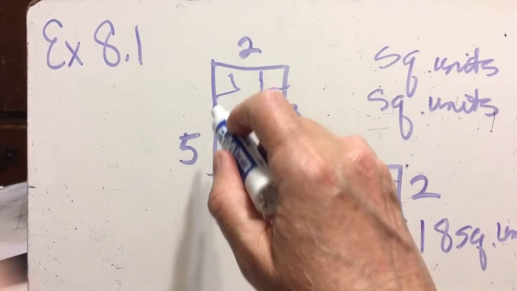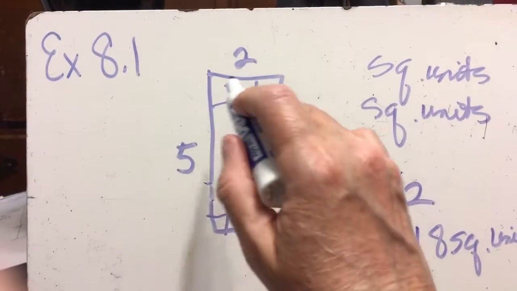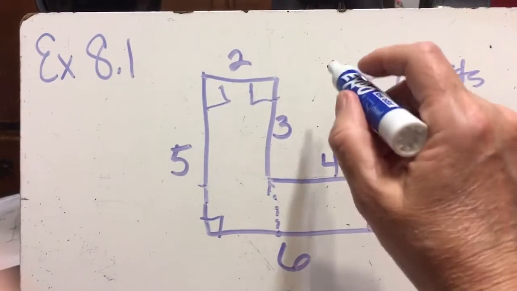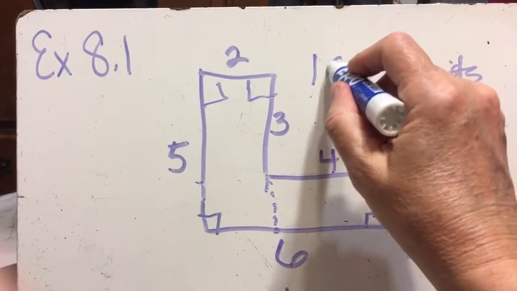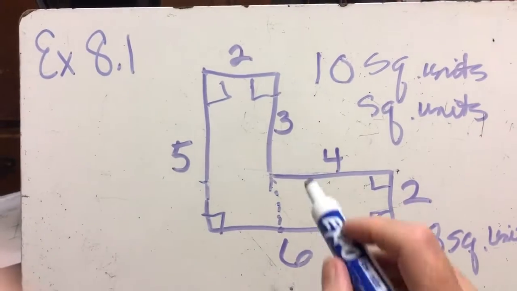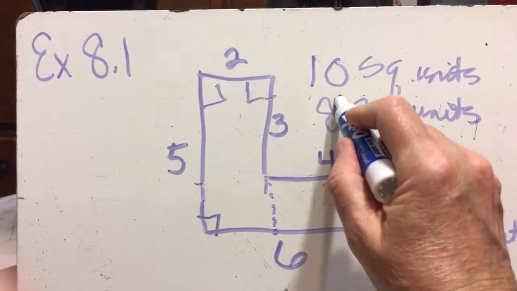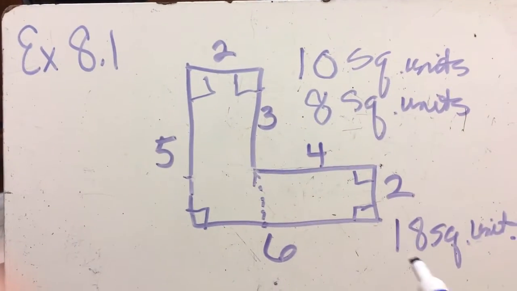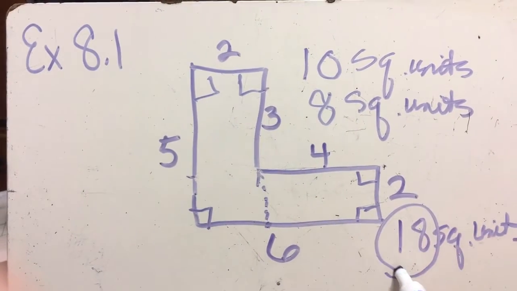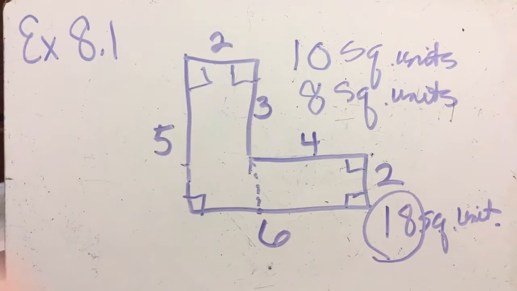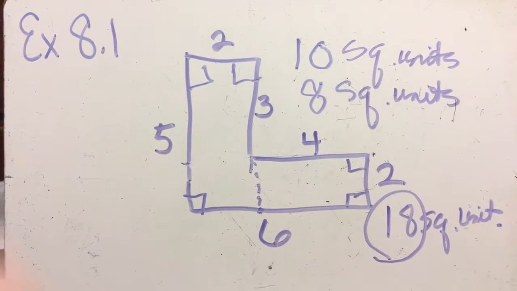So here, this one goes all the way down 5 steps, times 2, 5 times 2 is 10. And then 4 times 2 is 8. And 10 plus 8 is still 18. So we did it 2 different ways and got the same answer.